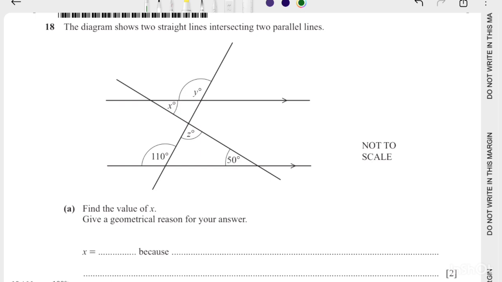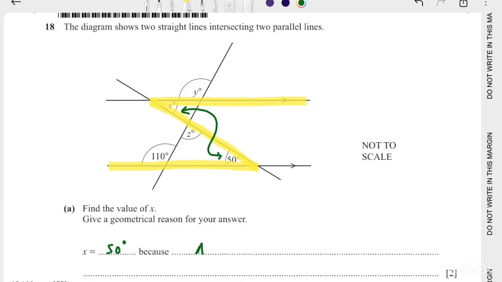The diagram shows two straight lines intersecting two parallel lines. Find the value of x. So there are two parallel lines, and we have to find out the value of x. So students, if you see, this is exactly a Z shape, and alternate angles are existing, so angle x would be equal to angle 50. So this would be the answer, 50 degrees.